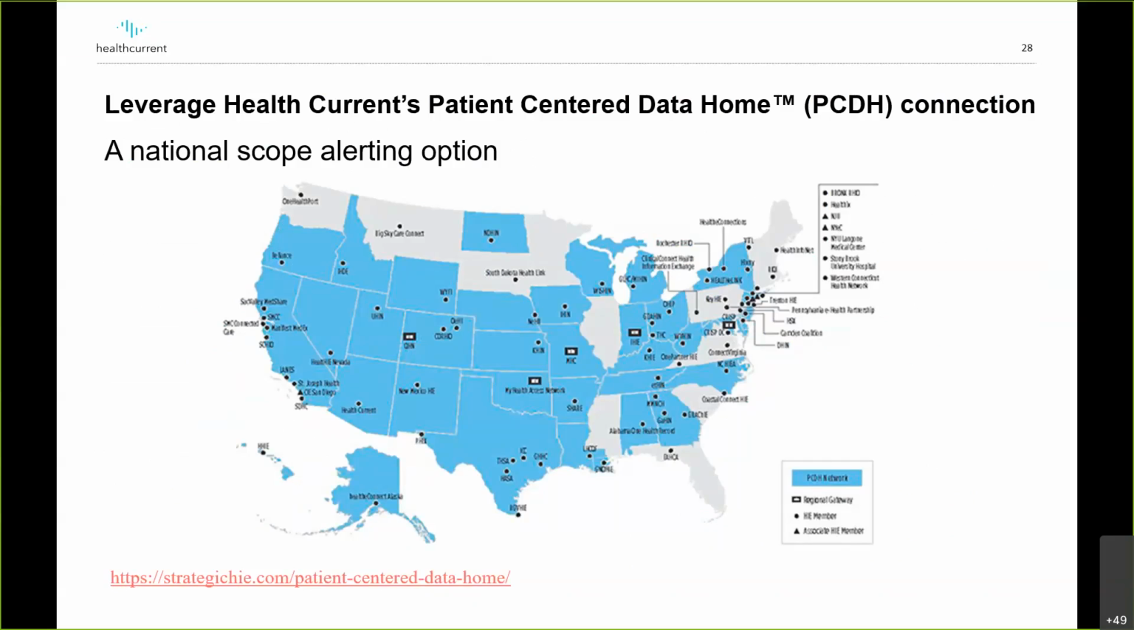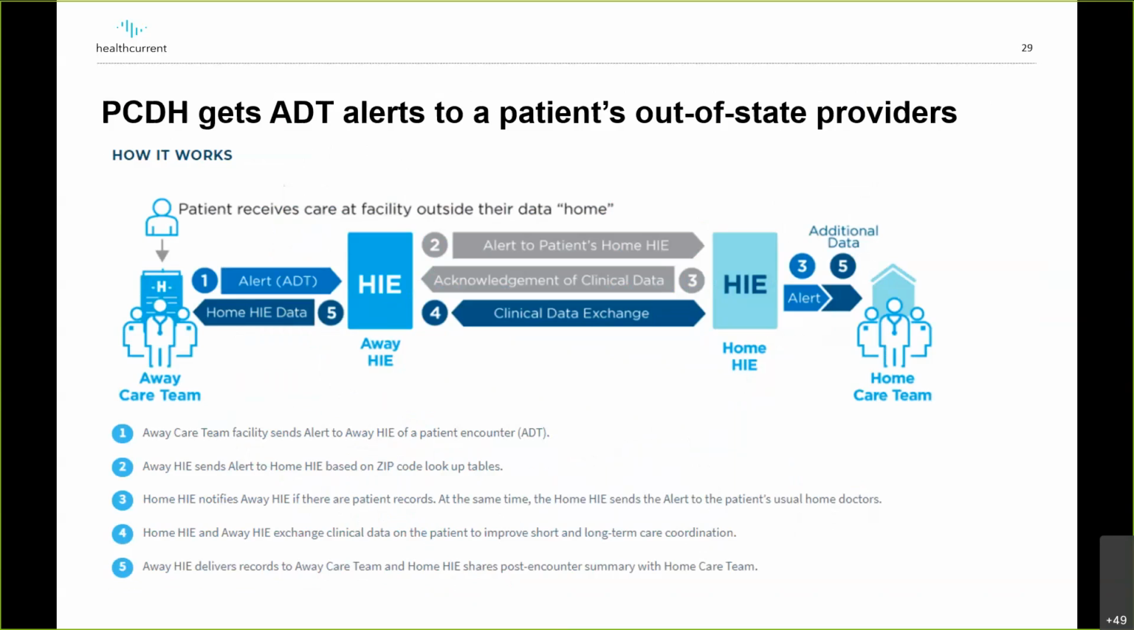HealthCurrent also participates in something called Patient-Centered Data Home. What that means is if a patient has an ADT alert with a zip code that's outside the state of Arizona, which happens quite frequently because we do have a lot of snowbirds here, it will actually get sent out to an HIE gateway that's associated with that away zip code, so that that information, that ADT alert, is passed along to that patient's home HIE and gets off to their home care team. And that's really important for compliance with the CMS ADT alert requirements, because with these ADT alerts, it has to go out to their primary care physicians, right?